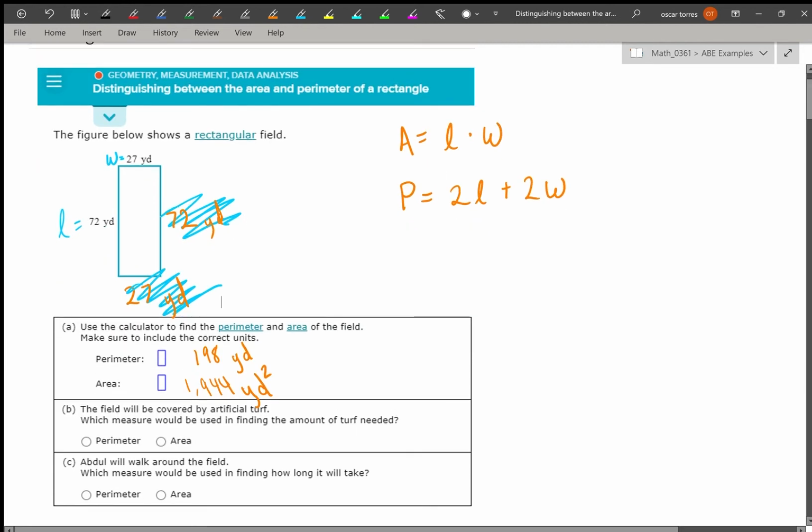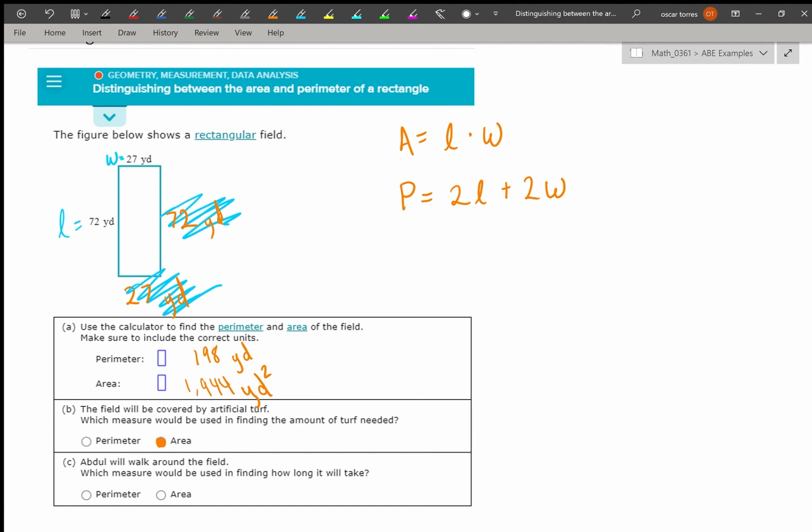So part B tells us that the field will be covered by artificial turf, and it wants us to pick what measure would be used in finding the amount of turf needed. When you work these problems out, keep in mind that perimeter is only a distance around something, whereas area is filling in that space, or the amount of space that something takes up. So if we're covering a field with artificial turf, that means we're filling it in, we're finding its area.